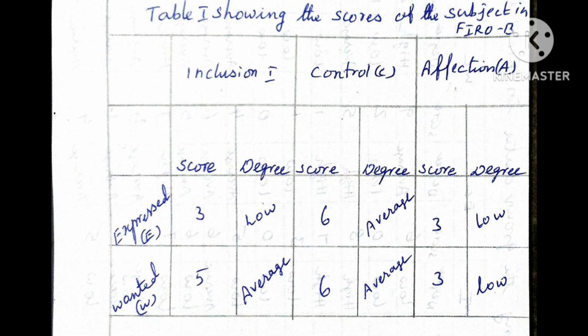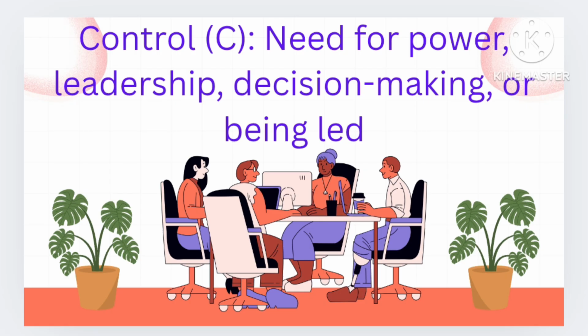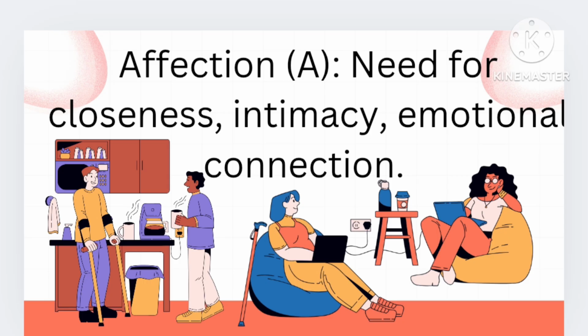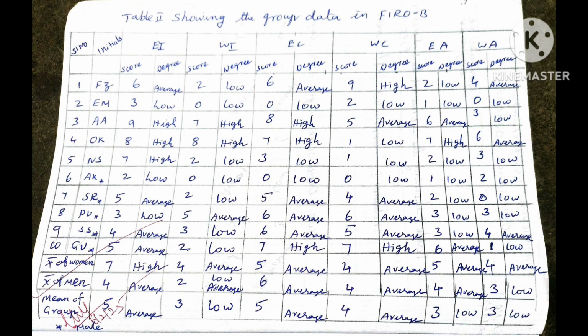Table 1 shows the score of the subject in FIRO-B. It contains 3 divisions, and each division has 2 parts of its own: inclusion, control, affection, each expressed and wanted. Table 1 shows the score data of the subject and its degree. After finishing table 1, we have to move to table 2, that is the consolidation of our group.